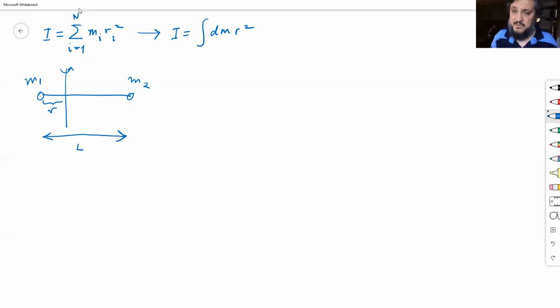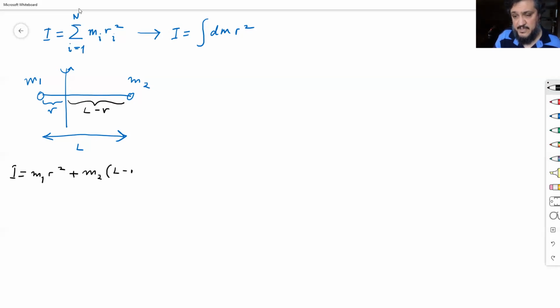So let's ignore that part for now, but let's find the moment of inertia for this mass distribution, which is just two masses. Basically, you plug them into the summation. So the moment of inertia will be the first mass times r squared, plus, of course, the second mass with its distance, which becomes L minus r. So m2 times (L minus r) squared. That's it, just two terms.